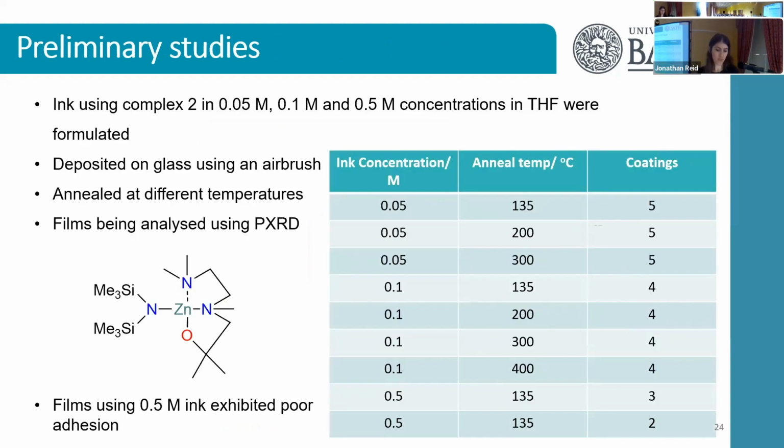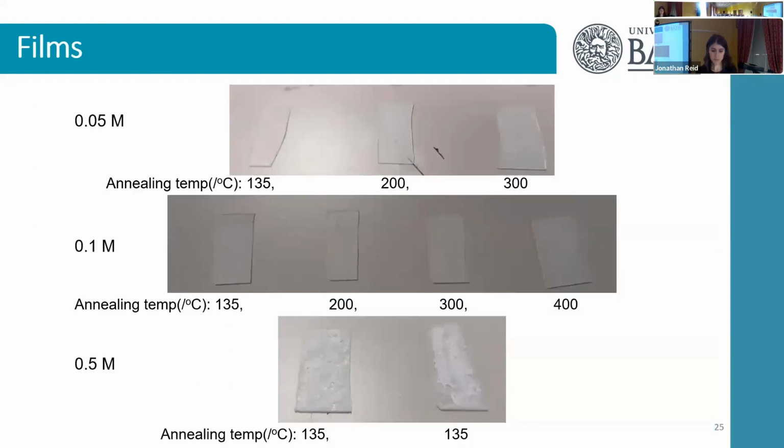We then went on to make some films using this airbrush technique. So we used complex 2, which is shown here, and we made it up in 3 different concentrations. That was 0.05 molar, 0.1 molar, and 0.5 molar in THF. Deposited on glass using this airbrush, with a different number of coatings, and we annealed them at different temperatures. So here are some images of the films that we've made, with the concentration of the ink down the side and then the annealing temperature underneath. And as you can see, as we're getting to higher concentrations of precursor, the adhesion of the film to the substrate surface is getting poorer. But all of these are currently undergoing PXRD to see if we've got crystalline zinc oxide on these films.